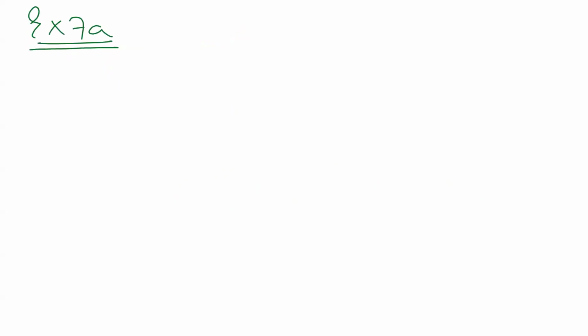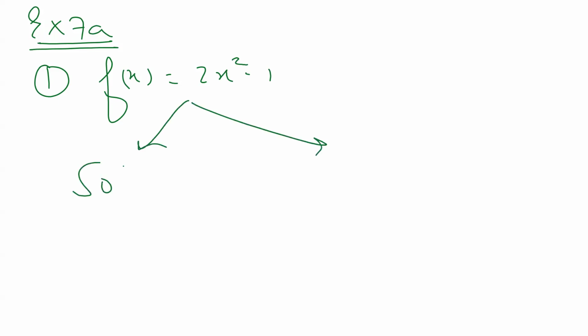Question number 1. Now f of x is equal to 2x square minus 1. We have to discuss the continuity at x is equal to 3. So there are two solutions for this.